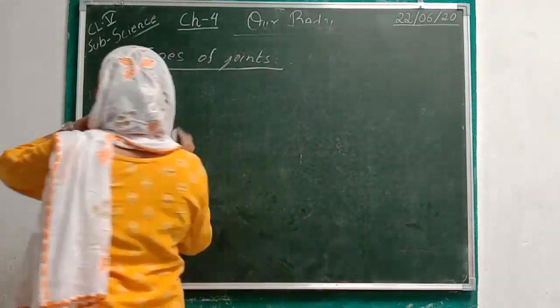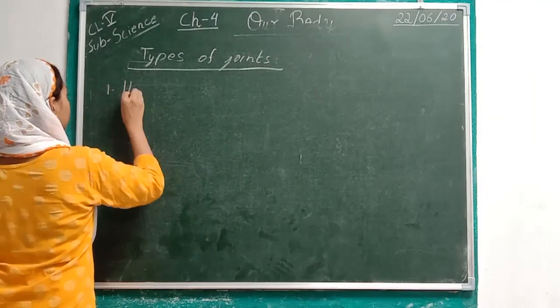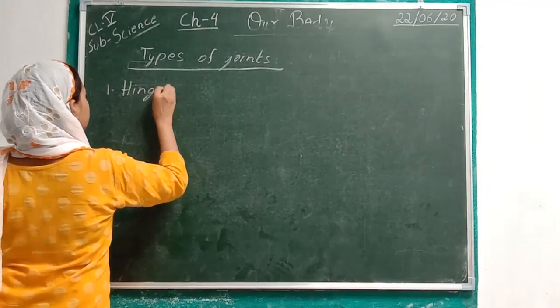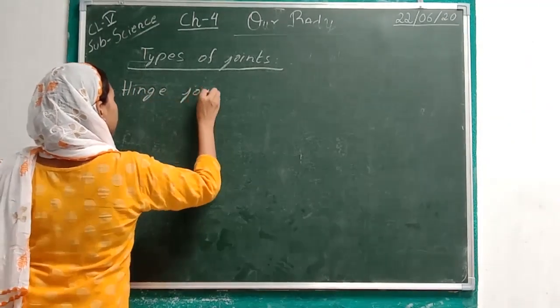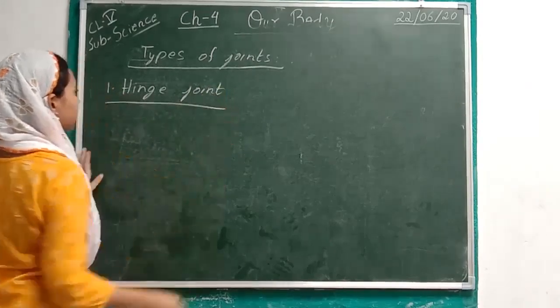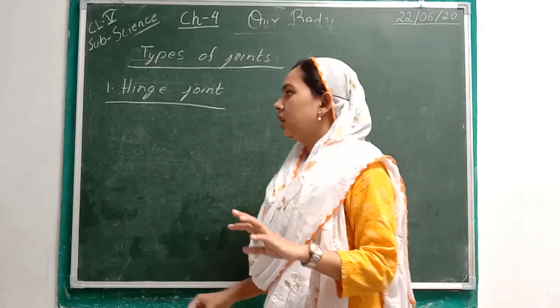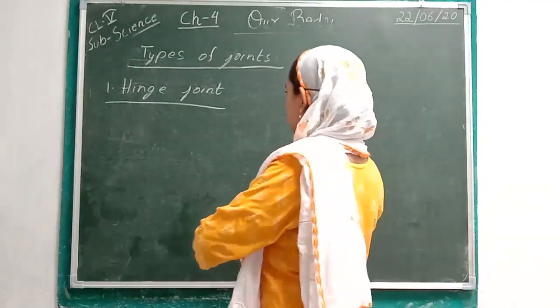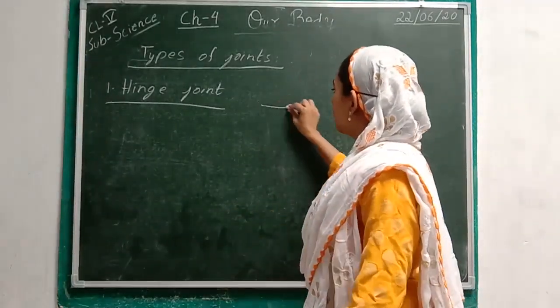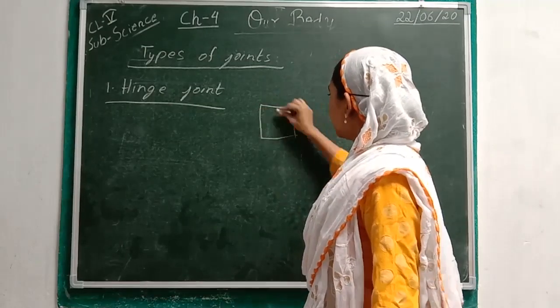Under this, we have four types of joints. The first one is the hinge joint. First, you have to understand what a hinge is. If you look at your door, you will find this kind of a structure present there.